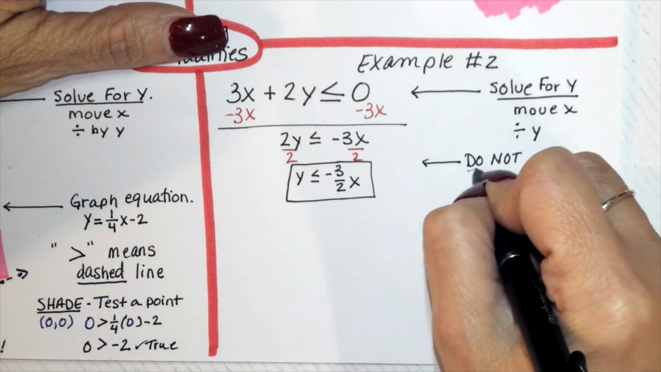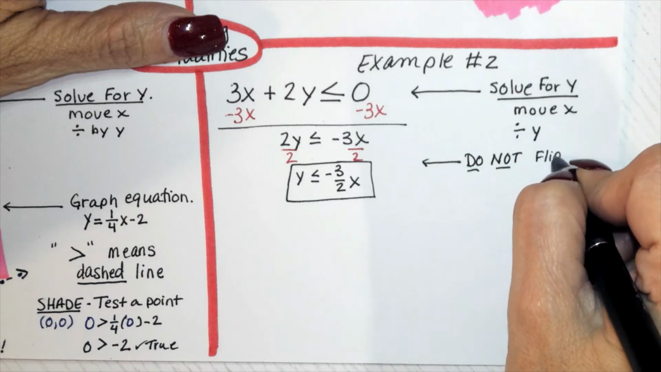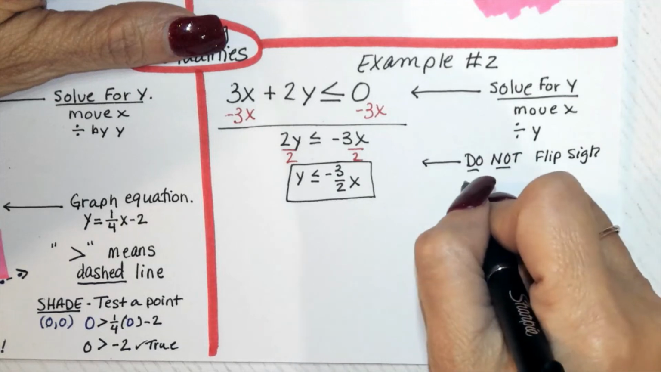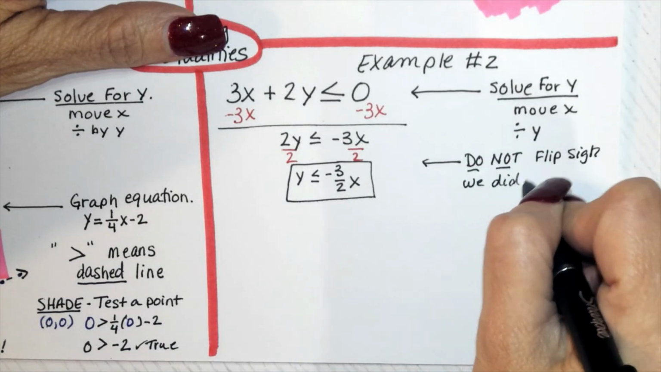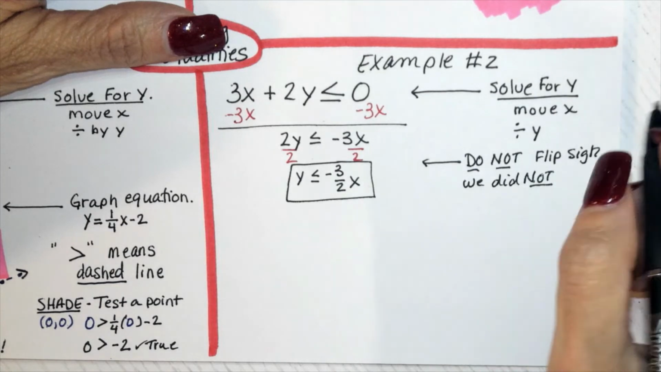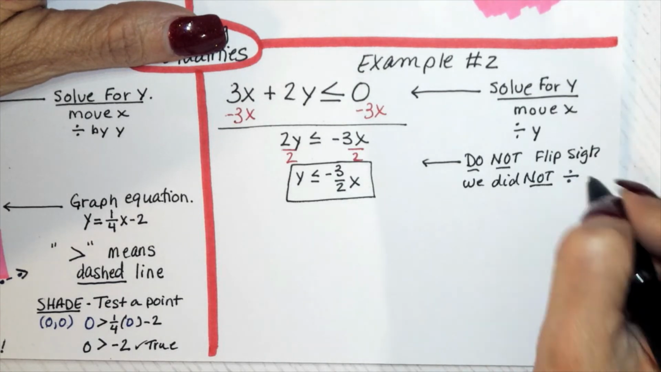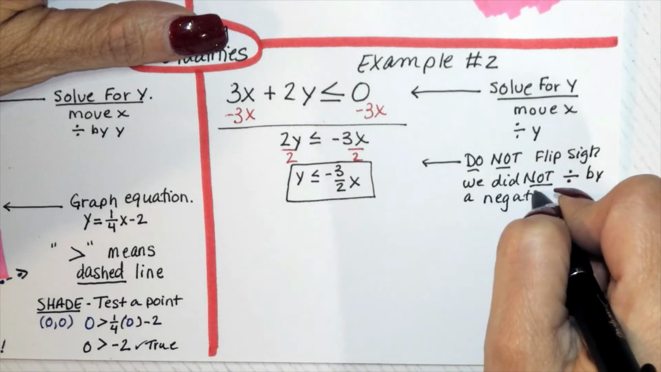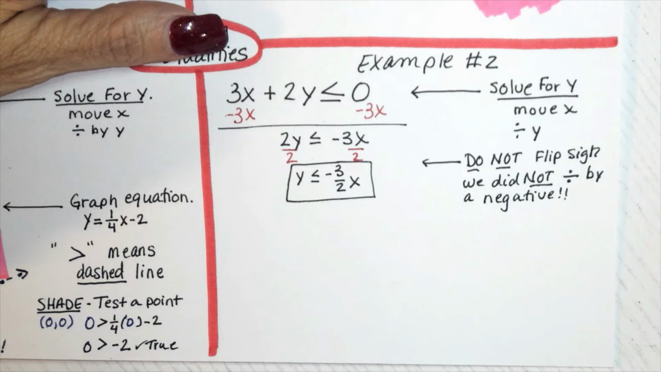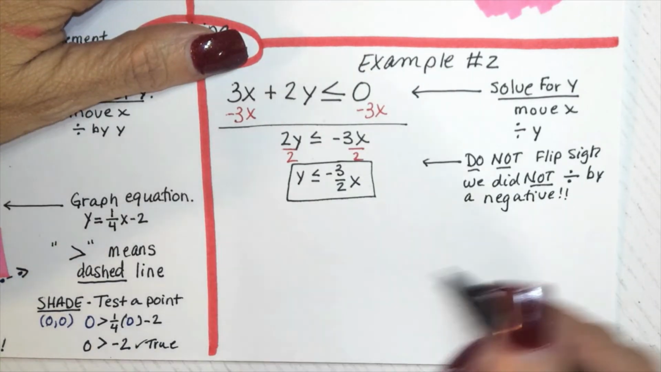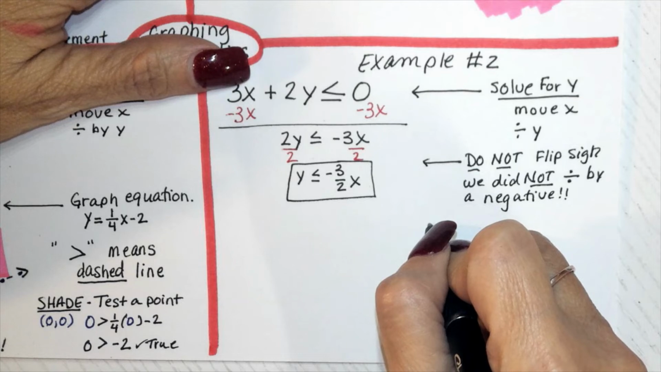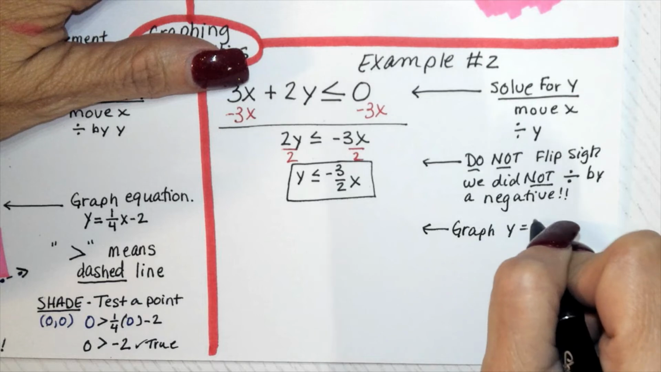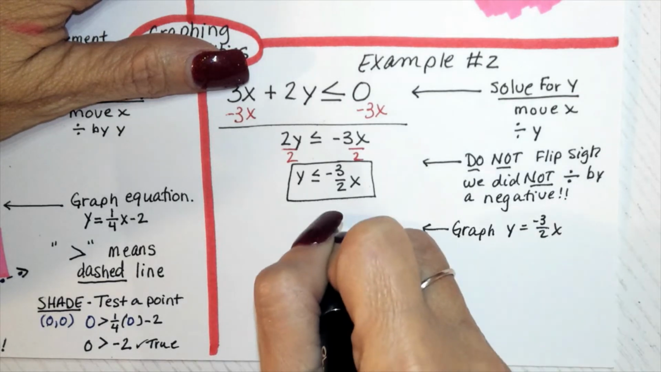Do not flip the sign. We did not divide by a negative, so we don't need to flip the sign. We didn't divide by a negative. Okay, now we need to graph. So let's say graph, and we're going to do y equals negative 3 over 2x.